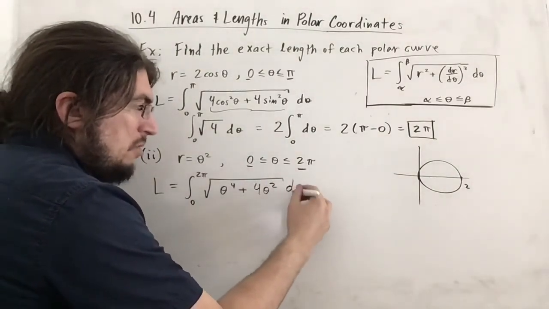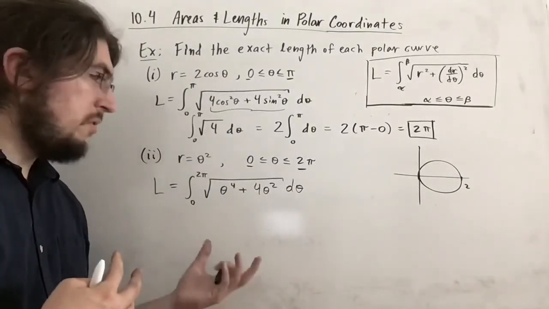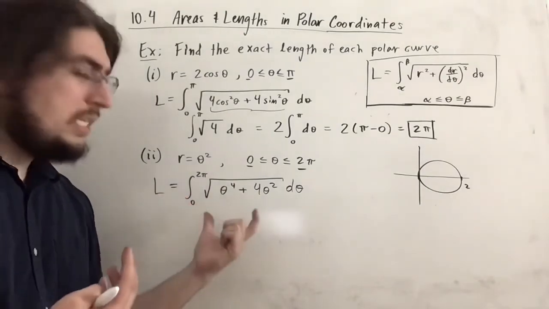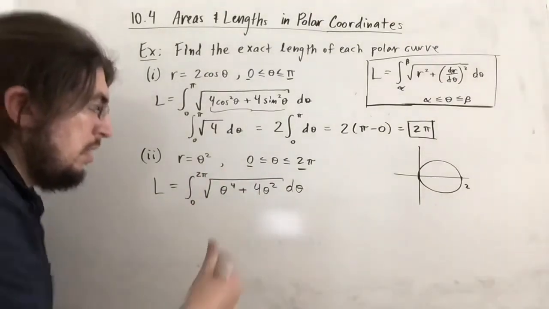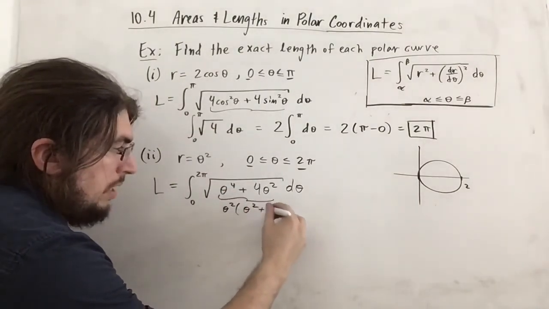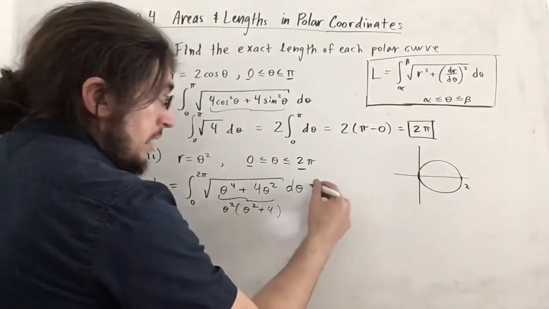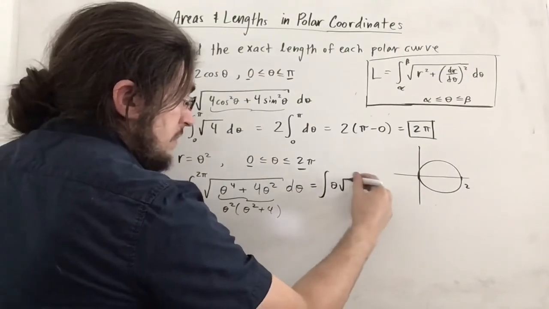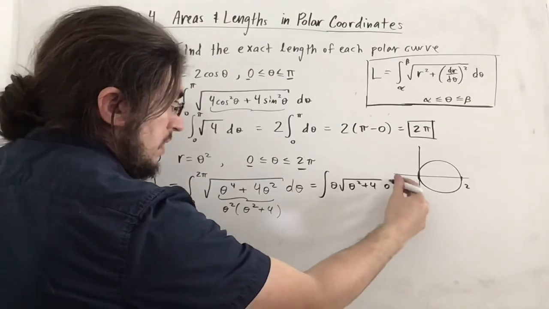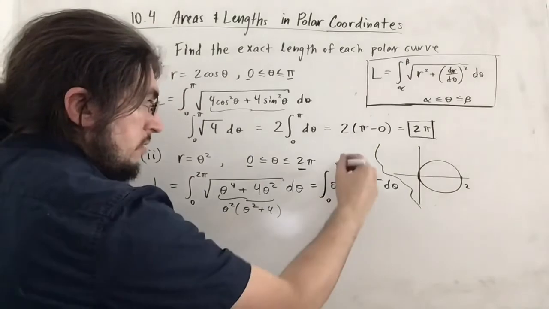Now this integral is not honestly very difficult to do, but you have to recognize something first, and without recognizing that, it's a little difficult to do. So the only way I can see to do this is by factoring theta squared out. When you factor theta squared out, you get theta squared plus 4 on the inside. Now, of course, the square root of theta squared is theta, so in reality, this is the integral of theta times the square root of theta squared plus 4 d theta. Let me kind of make a border here. And then again, our limits are 0 to 2 pi.